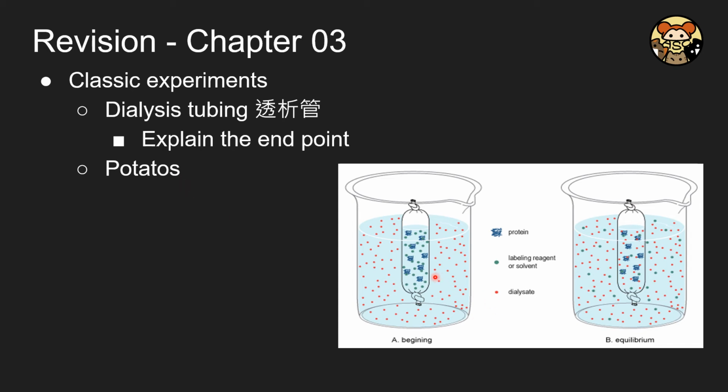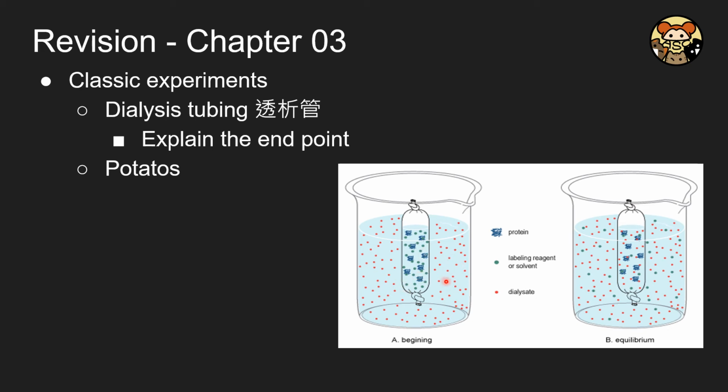Here is a Visking tubing. You may take it as an artificial version of the cell membrane. You may notice that the protein cannot move across the membrane. So here is the beginning and here is the equilibrium one. The protein is always inside. And there is a diffusion of the labeled reagent blue from inside to the outside, while the red one is moving from the outside to the inside.